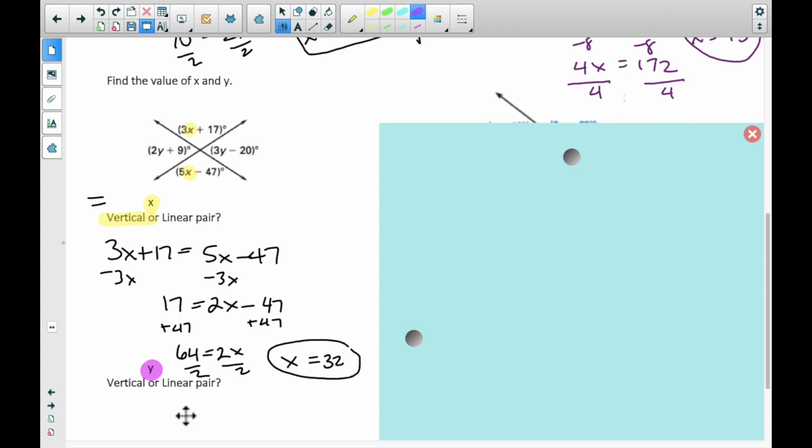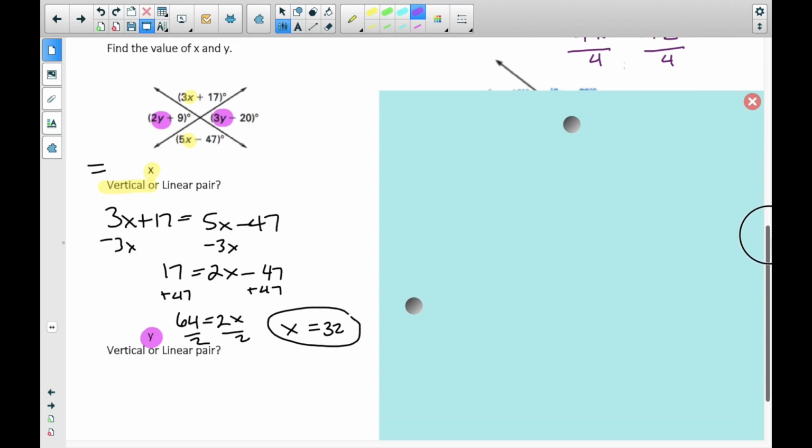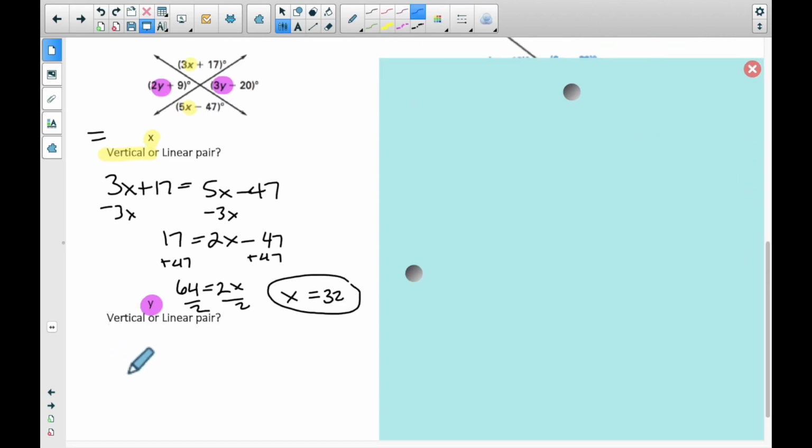This next one is asking about y. Let's look at where y is. Here's y, here's y. Are those vertical or are they linear pairs? Well, once again, those are vertical angles, and if they are vertical, they are equal to each other or congruent to each other. So we can say 2y plus 9 is equal to 3y minus 20.